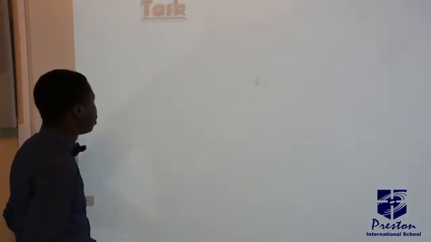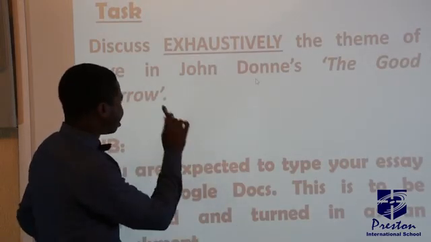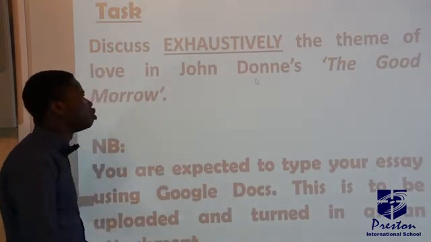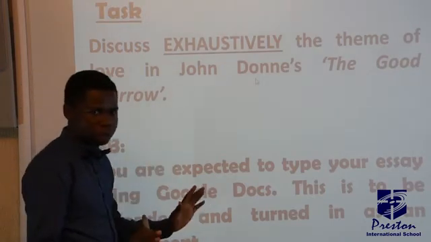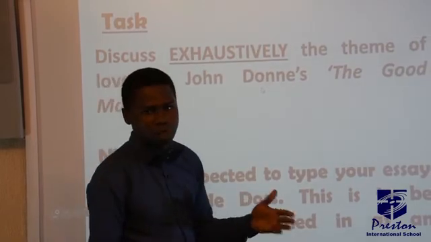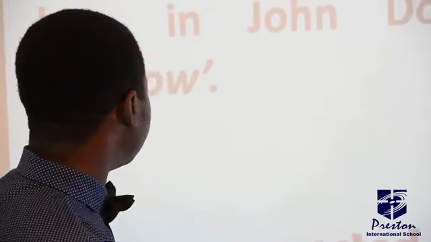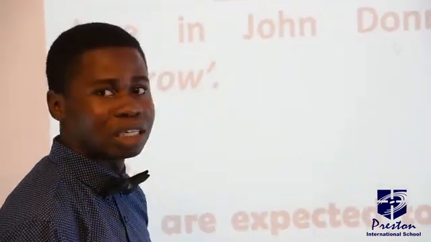Now, this is what I expect you to do. Your task. Discuss exhaustively the theme of love in John Donne's The Good Morrow. Remember, in that poem, love is in phases, so you have to talk about what you discovered in stanza 1 about love, stanza 2 about love. And of course, you have to write in paragraphs and with impeccable language. I'll be looking forward to having wonderful essays from you guys.